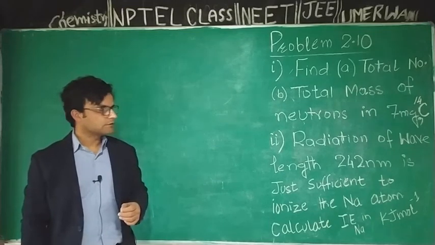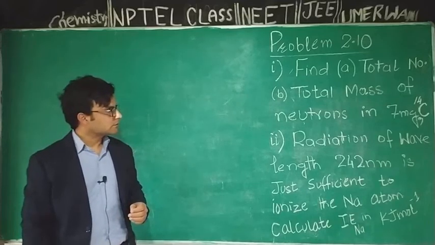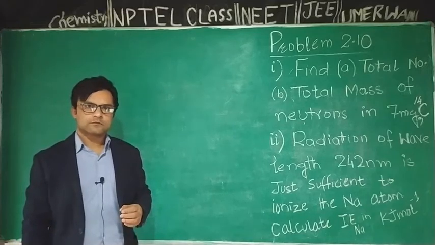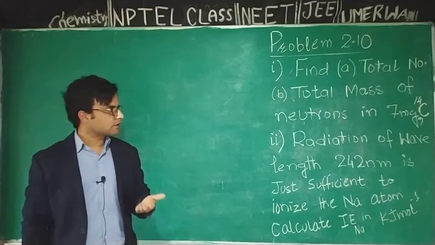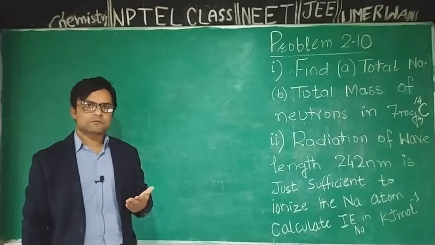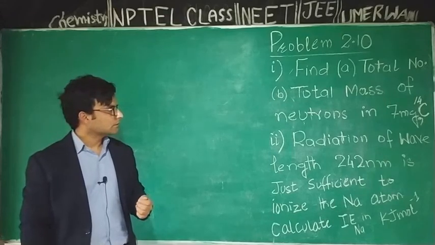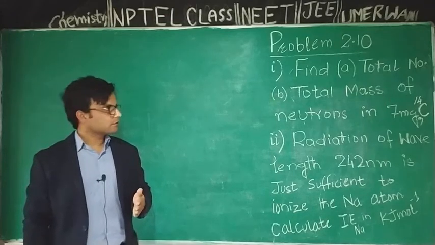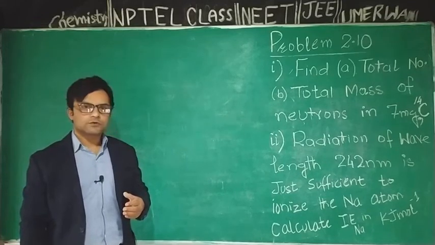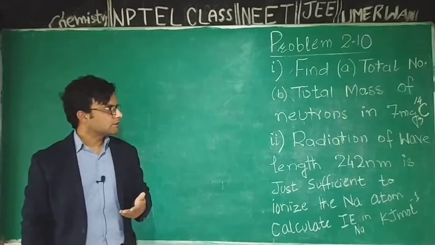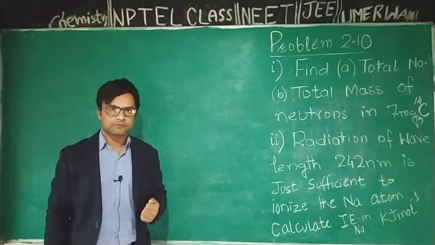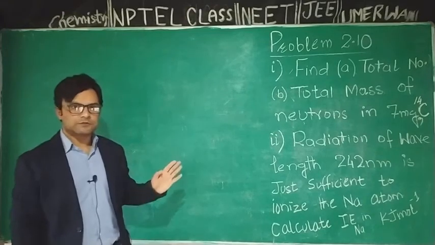In part 1 we have to calculate the total number of neutrons present in 7 mg of carbon, and here the isotope of carbon is carbon 14. Not only the total number of neutrons, we also need to calculate the total mass of neutrons present in 7 milligrams of carbon 14. This is part first of this problem.